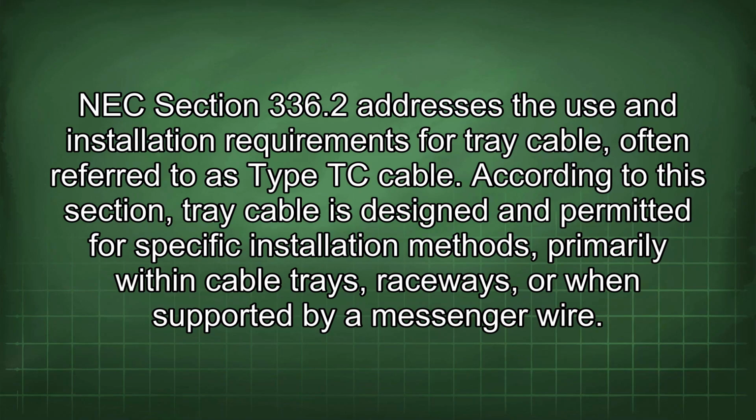NEC Section 336.2 addresses the use and installation requirements for tray cable, often referred to as Type TC cable. According to the section, tray cable is designed and permitted for specific installation methods, primarily within cable trays, raceways, or when supported by a messenger wire.